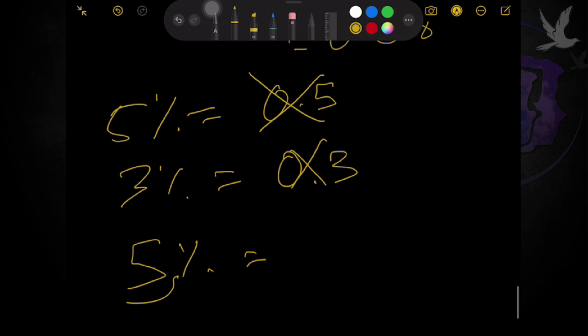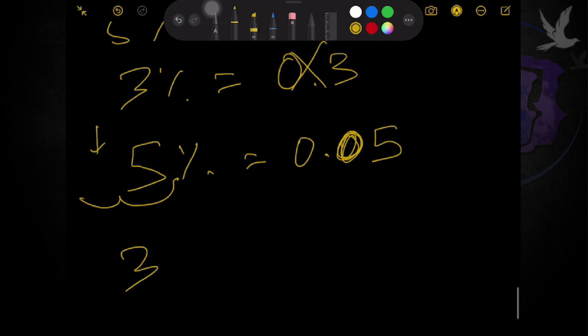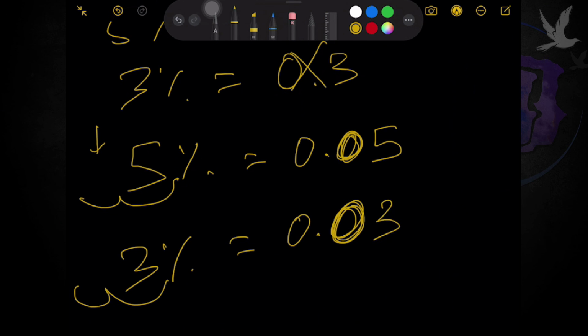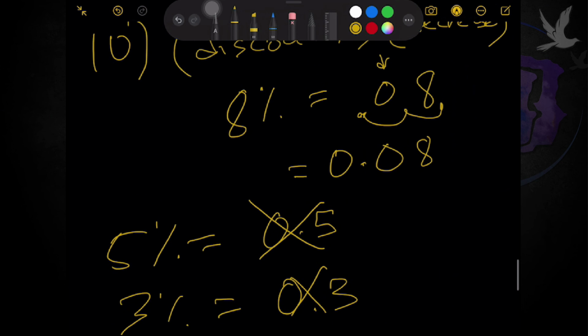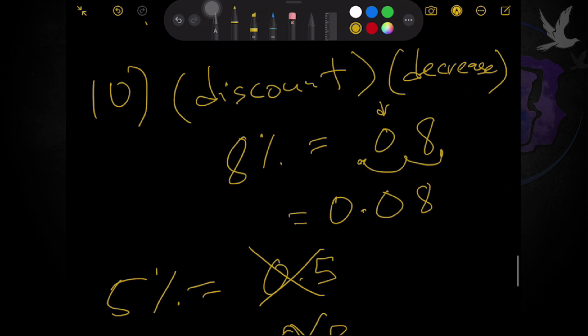5%: 2 decimal places, 1, 2. May space tayo. So, that's 0.05. 3%, parehas lang din. 2 decimal places. So, that's equivalent to 0.03. Ganoon lang kadali. Okay? So, that's why meron tayong 0.08 dyan as the value for our rate.